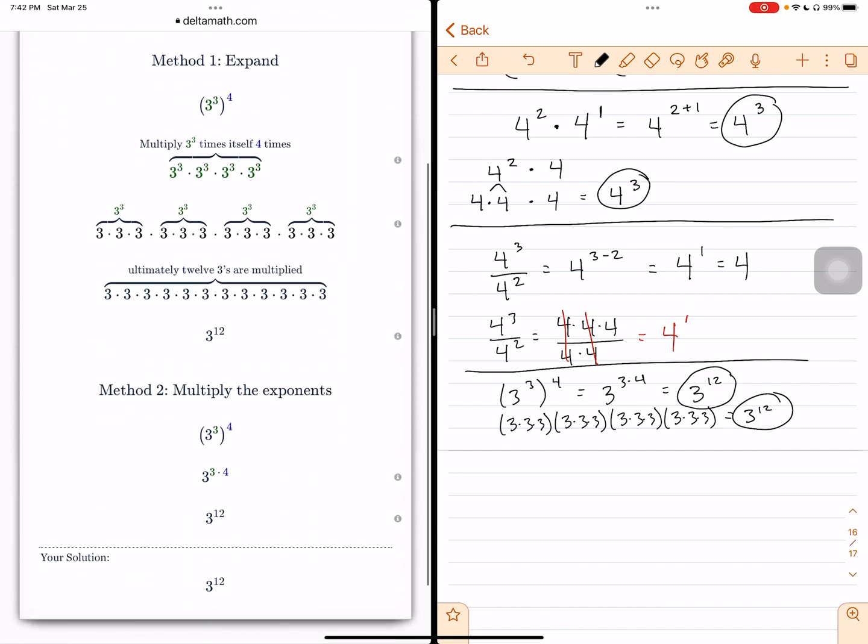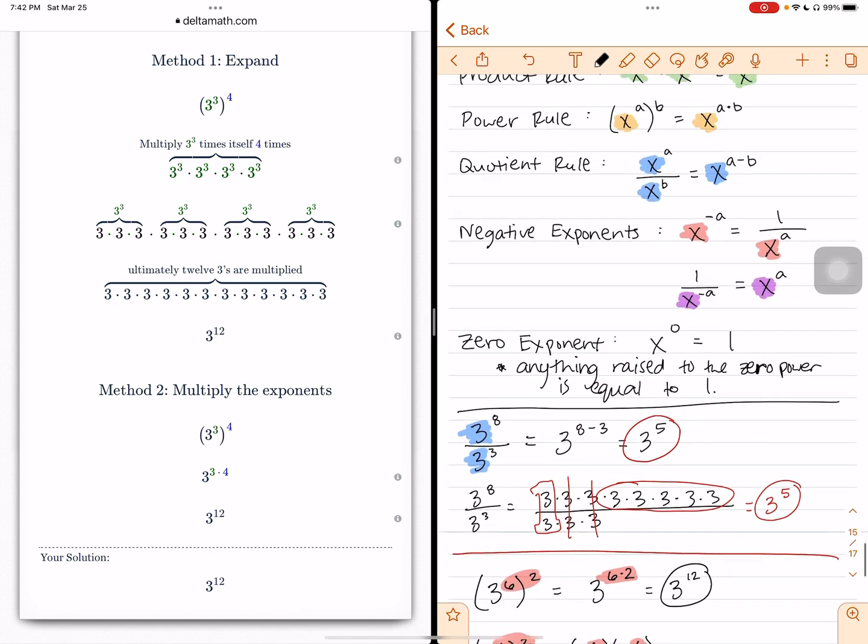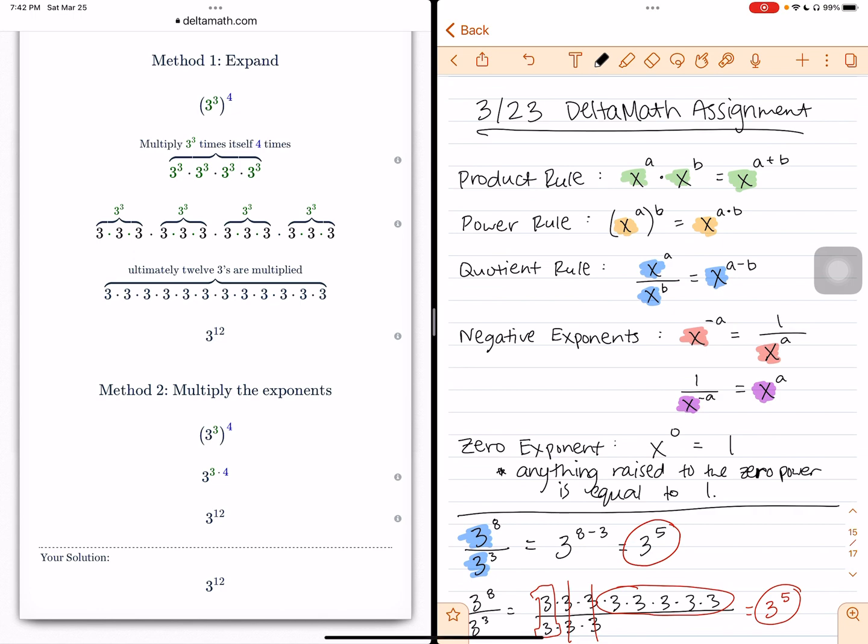With this, you have to begin to identify which rule will be helpful for you, which rule you can or cannot use. Really, for power rule, look for the parentheses. Anything that has a power right next to a power with parentheses in between them, that's power rule. You're raising a power to a power. Two things that are being multiplied side by side, product rule. You can add the exponents. Of course, division, quotient rule. Subtract the exponents. And then the negative exponents we'll get to practicing here soon.